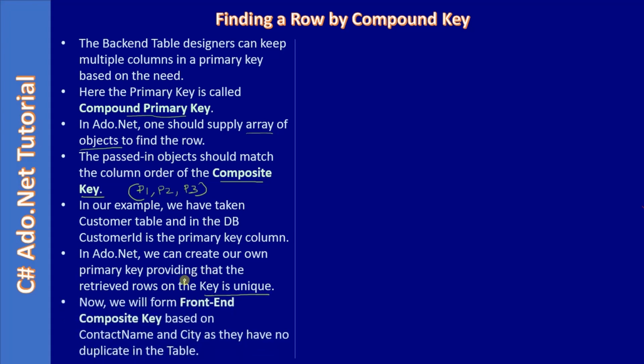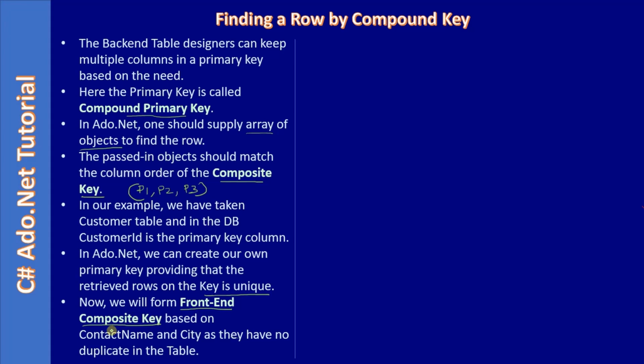Now we will form a front end composite key. You can use this technique for a backend composite primary key also. So when your backend contains more than one column as primary key, you can use this same technique, whatever we are going to explain here in this video.